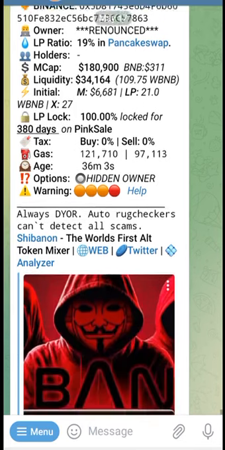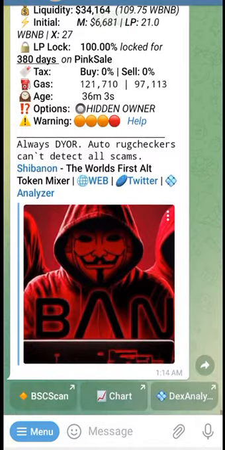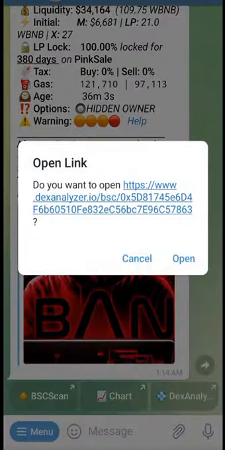Just know that. Okay, so as you can see, it has a hidden owner. If you want to know more about this, just click on this Safe Analyzer. Let's click on it and see.